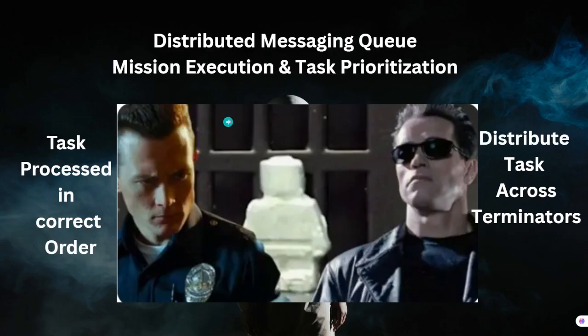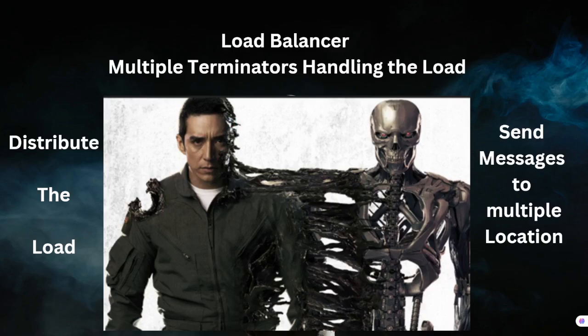The next concept we should understand is the load balancer. A load balancer distributes incoming requests across multiple servers to prevent overload. Skynet doesn't send just one Terminator to eliminate John Connor. It distributes the load among multiple units. For example, in Terminator 2, the T-800 fights while John Connor runs, dividing the task between combat and protection. In Dark Fate, multiple machines are sent across different locations to ensure mission success.